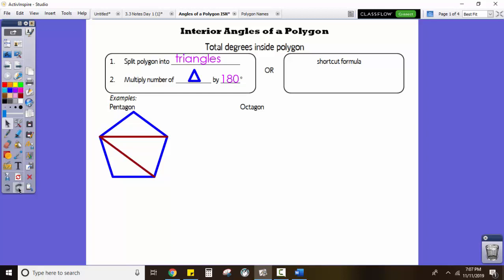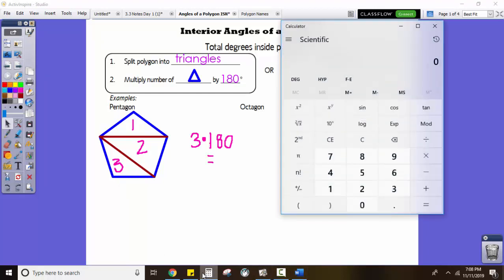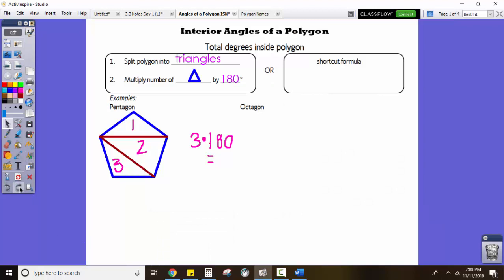Okay, then count the number of triangles in the pentagon. So I've got 1, 2, and 3. Okay, then I take those triangles, 3 triangles. Each triangle has 180 degrees. So I multiply 3 times 180. And when I do 3 times 180, I get 540 degrees. So a pentagon will always have 540 degrees.